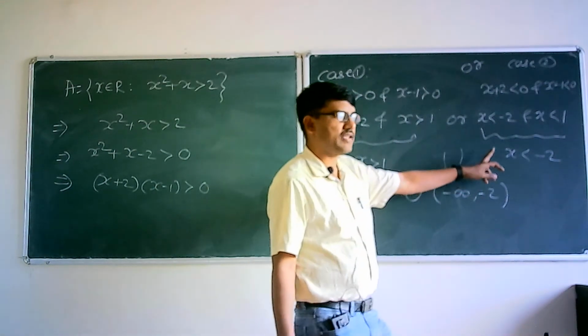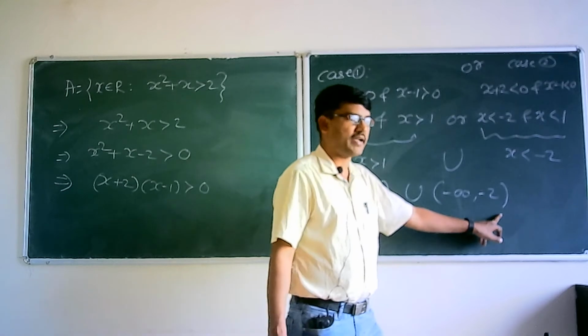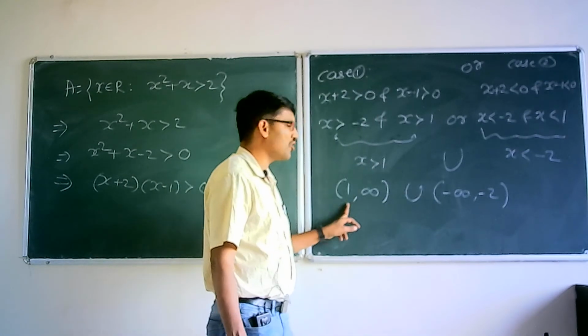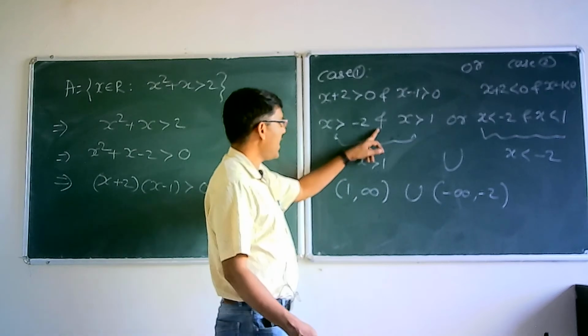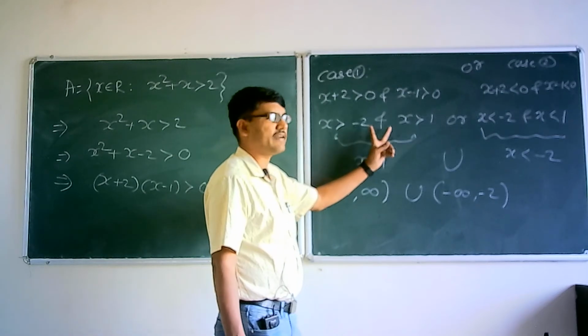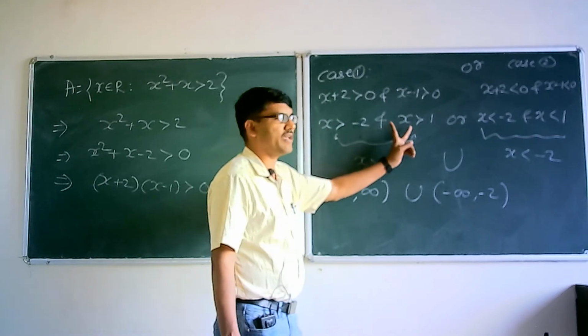x less than minus 2 means minus infinity to minus 2, and x greater than 1 means 1 to infinity. Since it is an or, we write union. Here and means intersection. All x satisfying x greater than minus 2 and x greater than 1.